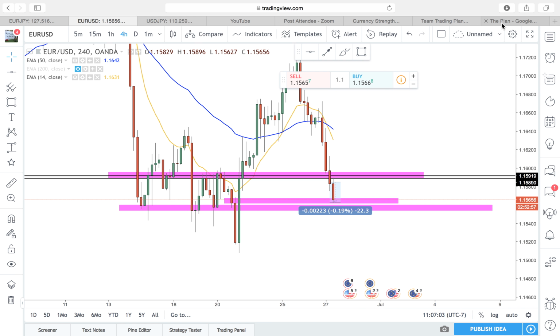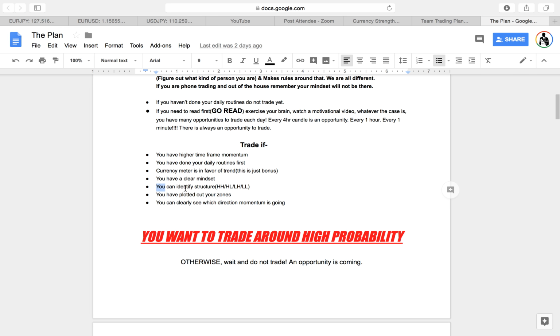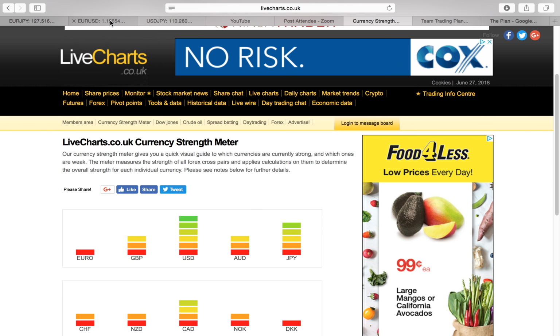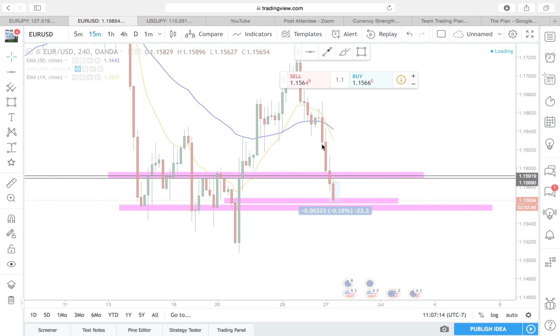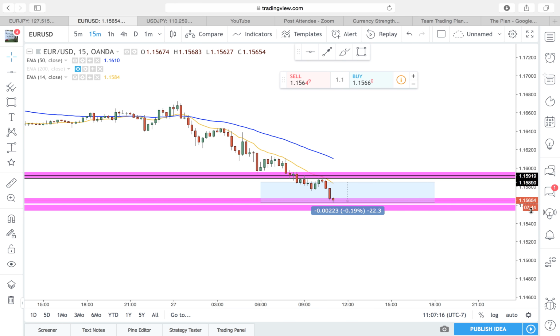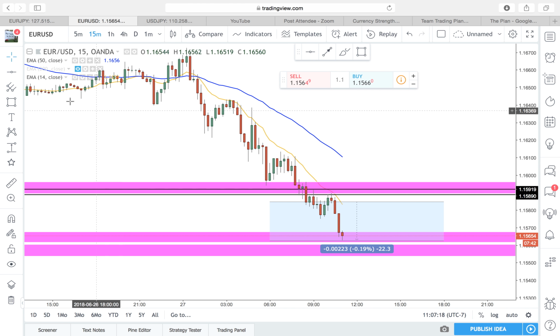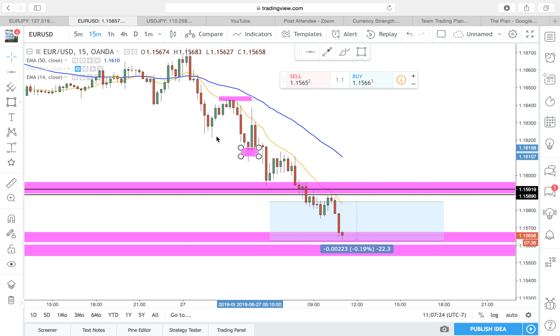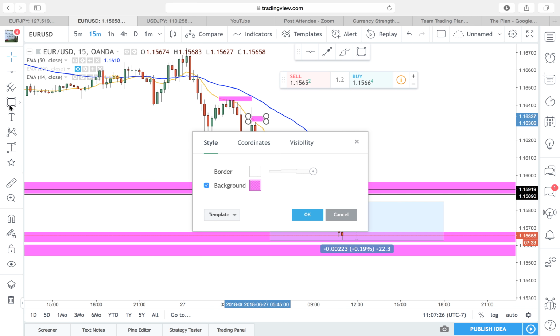Did we have structure? Can you identify structure? Higher highs, higher lows, lower highs. Okay, let's go to Euro USD. Did we do it? Yes. We had structure, right? So what is this? Higher high, lower low, lower high.